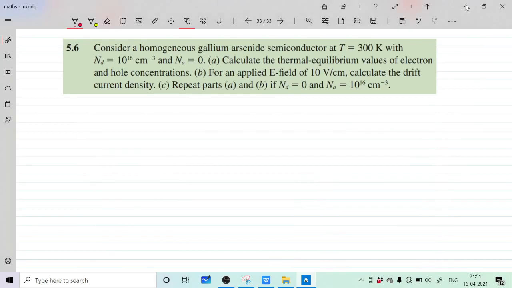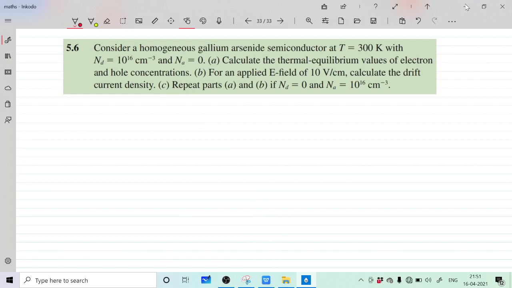So let us talk about this problem. Consider a homogeneous gallium arsenide semiconductor. The temperature is T equal to 300 K with donor impurity concentration of 10 to the 16 per centimeter cube. Acceptor is 0. We have to calculate thermal equilibrium values of electron and hole concentrations. And for an applied electric field of 10 volt per centimeter, we have to calculate the drift current density.